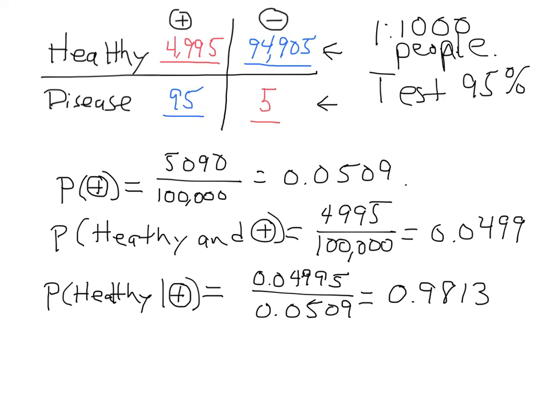So 98% of the time, if you test positive for the disease, you do not actually have the disease. And that's because the disease is relatively rare, and the test, even at 95%, that's not great accuracy. That's being wrong 1 out of every 20 times.